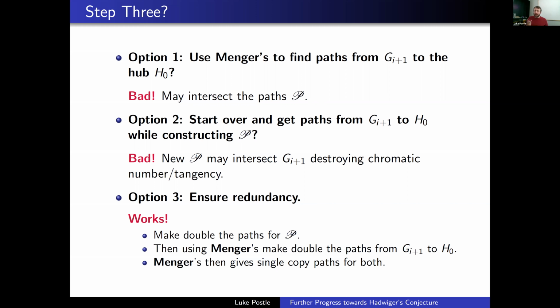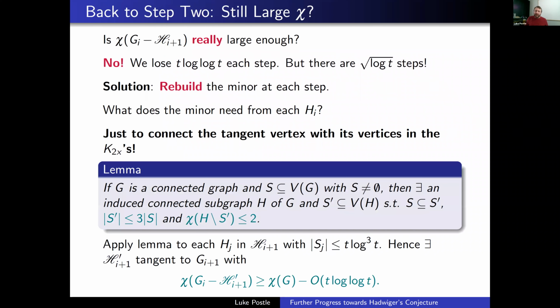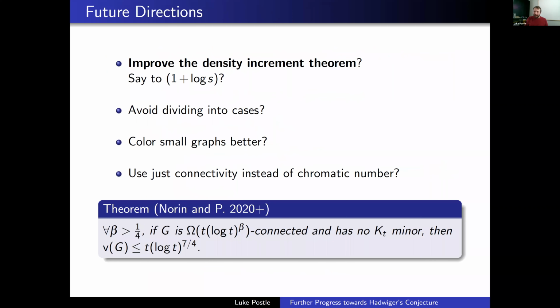Here, though, there are two other places where log shows up. One is in this recursion level. If we could stop dividing into cases or kind of luck out, maybe we could get rid of that. The other place it shows up is in the small graphs. That was why I asked at the end, can we color small graphs better? It would be nice to prove that these graphs on t log squared t vertices are t-colorable, that's one of the other remaining bottlenecks to getting linear Hadwiger.